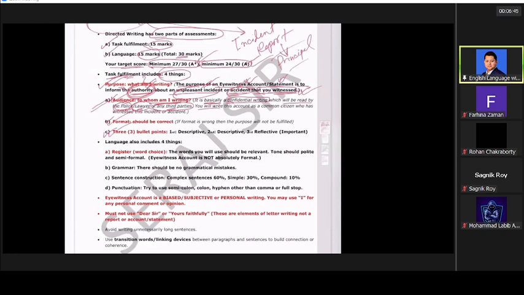Now remember, you will write this account as a common citizen. See, this is also another difference. Incident report, basically you write as a prefect or a member of the student council.